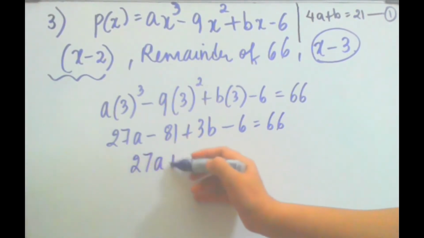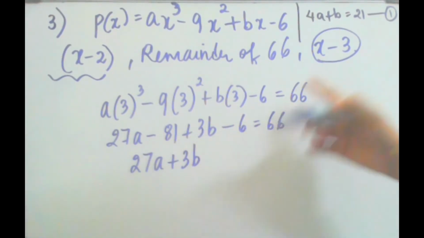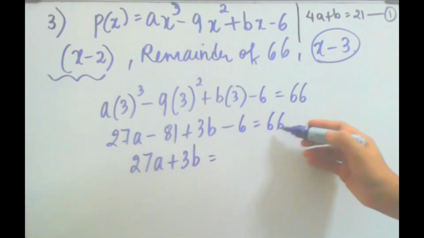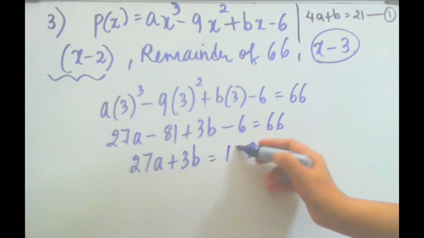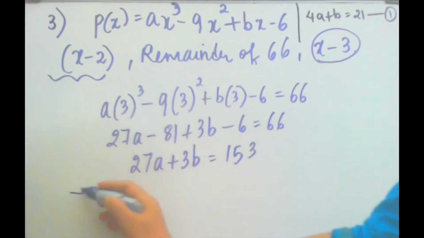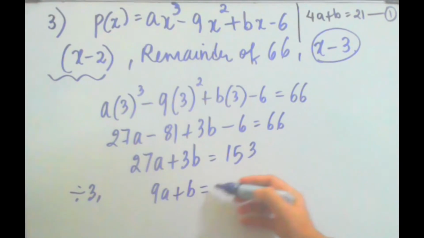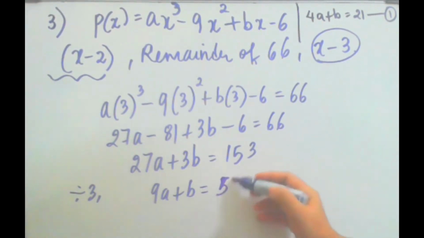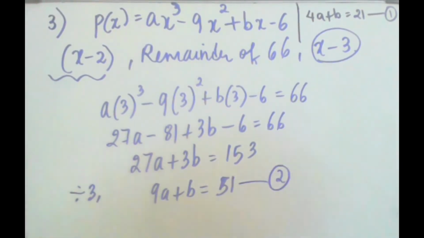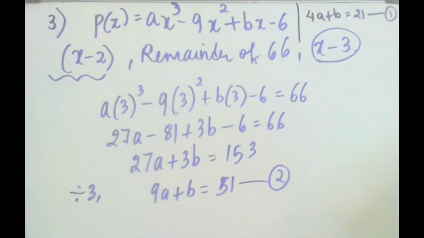So clubbing the a and b terms, this is minus 87, it becomes plus 87, so it will be 153 onto the right side. So we divide by 3, it is 9a plus b is equal to 51. So this is going to be our equation number 2. So using this number 1 and number 2, we can solve simultaneous equations to find a and b.